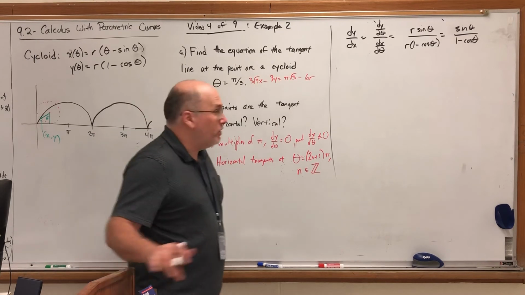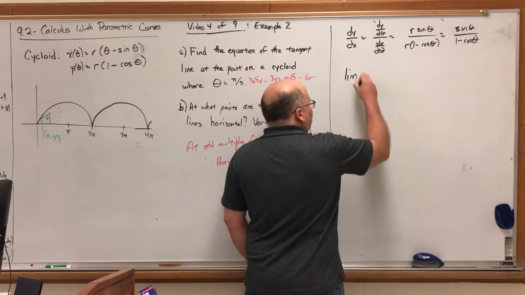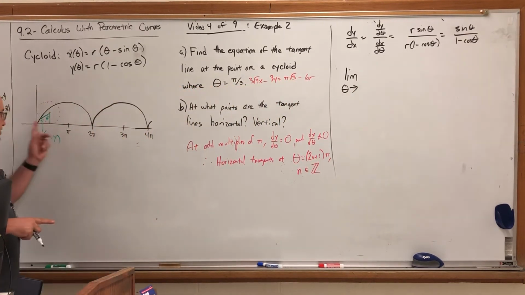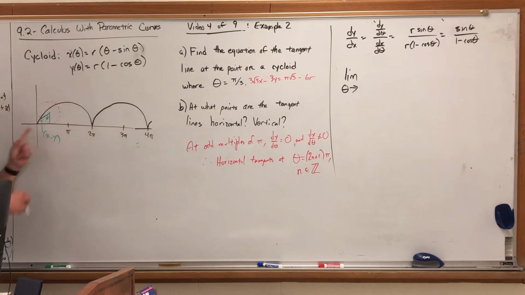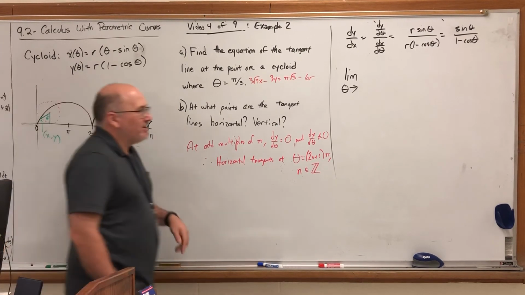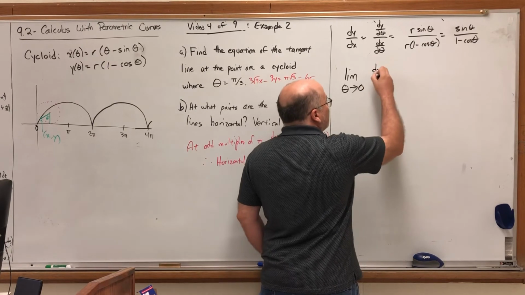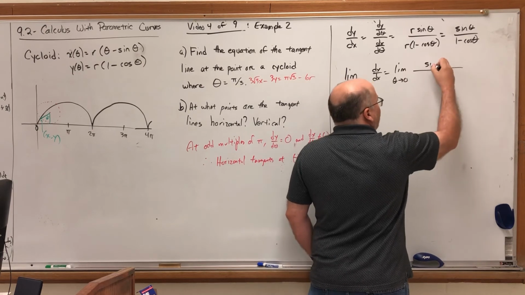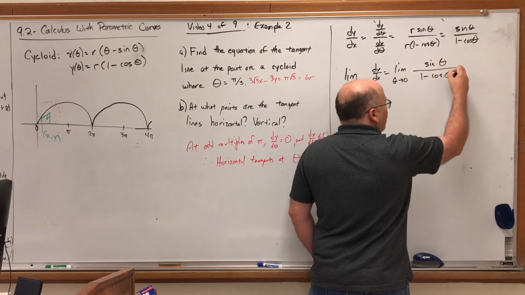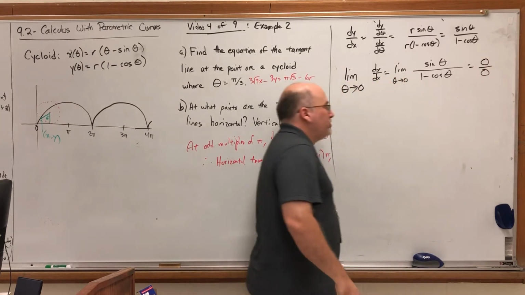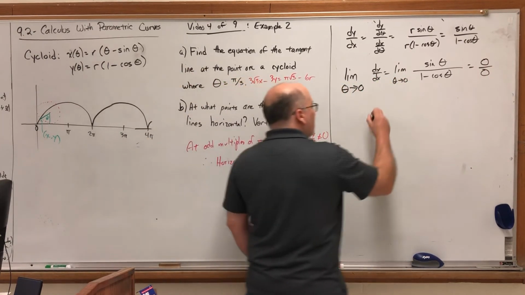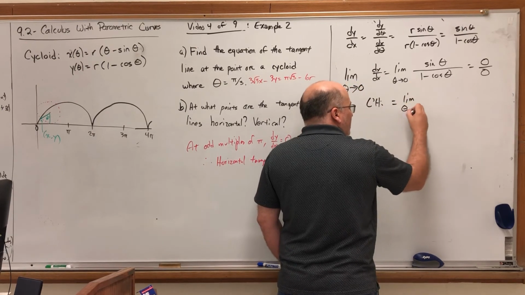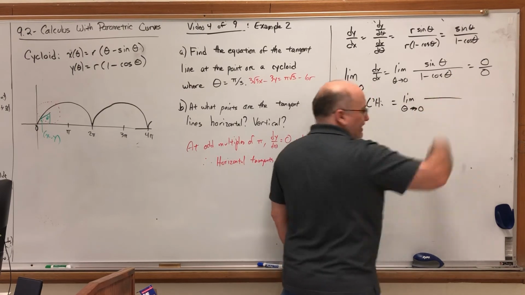That screams L'Hopital's rule. If we take the limit as theta approaches one of those even multiples of pi, it doesn't matter which one because of the periodic nature, so let's choose 0. If we take the limit as theta approaches 0 of dy/dx, we're taking the limit as theta approaches 0 of sine theta over 1 minus cosine theta, but that'll give us 0 on both sides, screaming L'Hopital's rule. So let's do L'Hopital's rule and say that this limit equals the limit as theta approaches 0 of the derivatives of both sides of this.